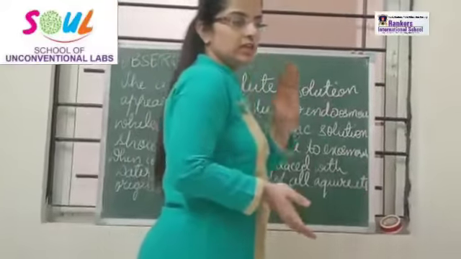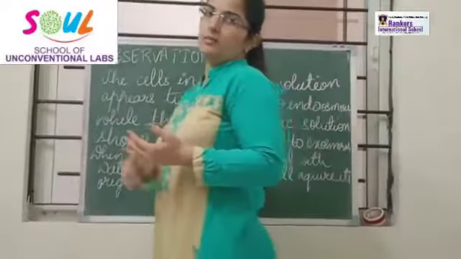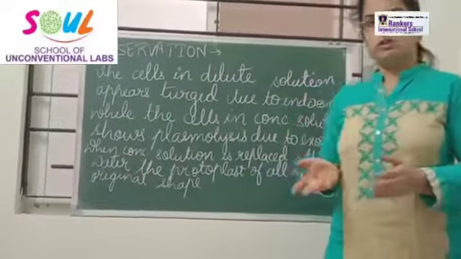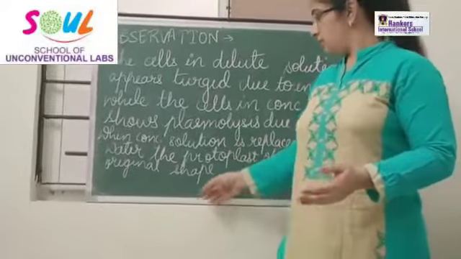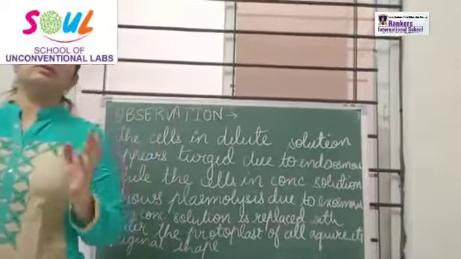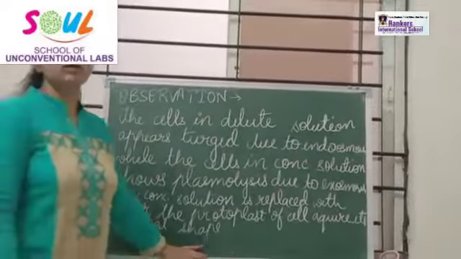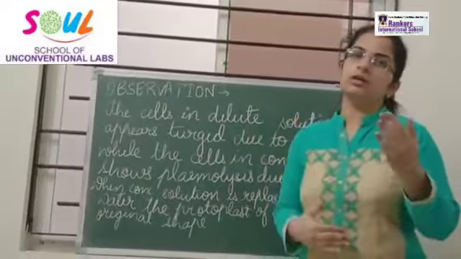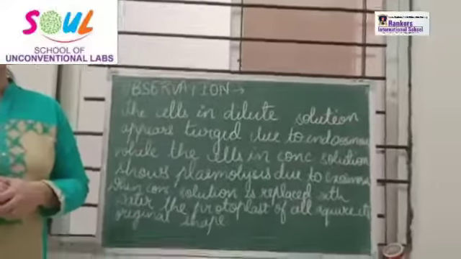Means when we replace the sodium chloride and potassium chloride solutions with water, the cell regains its original shape. That is the main aim of this experiment: you have to observe these cells under both the hypotonic and hypertonic conditions, when a dilute solution is available and when a concentrated solution is available. In both conditions you have to make a comparison according to the structure or shape of the cell.